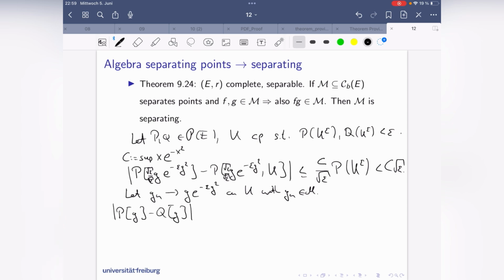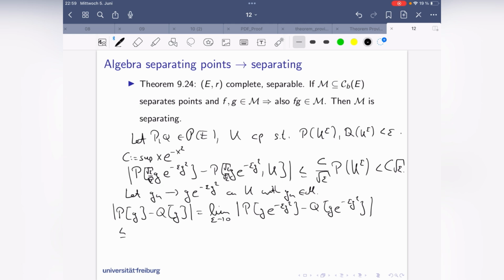This here is, well, okay, taking the limit epsilon going to 0: Pg e to the minus epsilon g square minus Q g e to the minus epsilon g square. So that's something like monotone convergence. And now I have to bound this here. And in the end, I want all this to be 0.